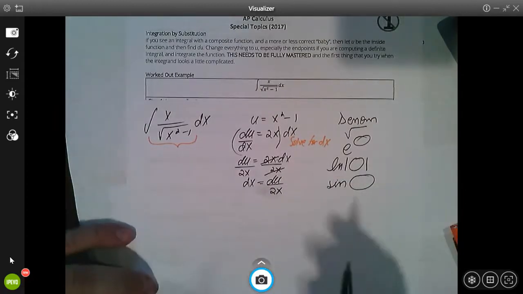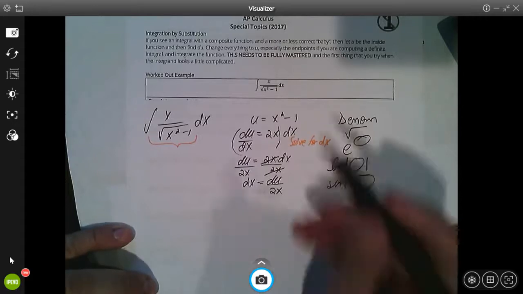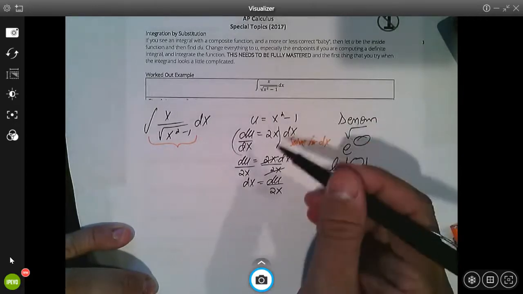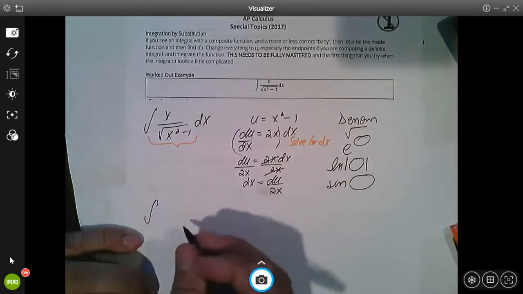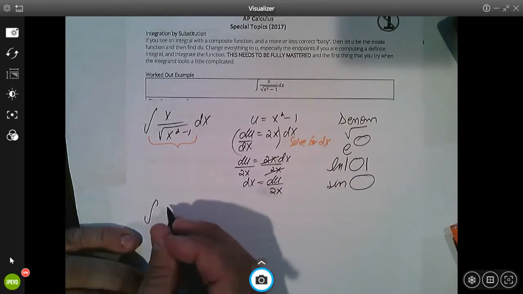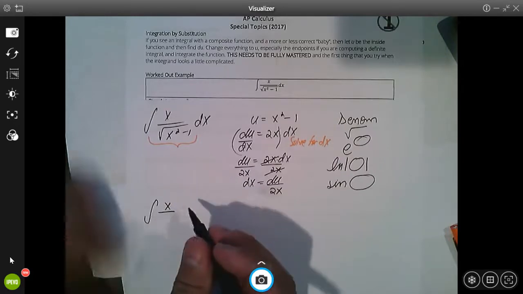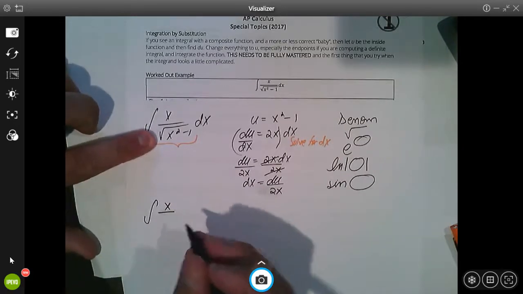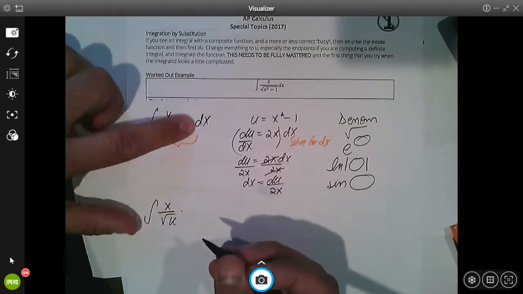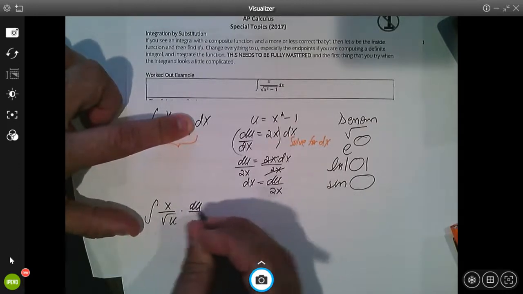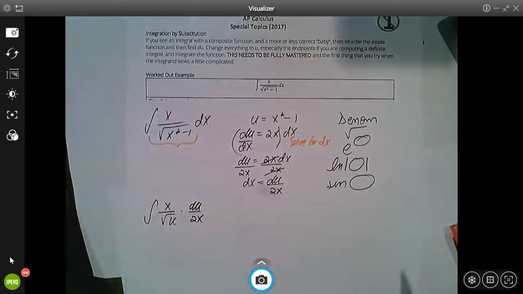Okay? Now, here's the thing. If you've selected the right baby and you found the derivative correctly, when you do this next part, when you actually do the substitution, here's what's going to happen. You've got x over, rather than square root of x squared minus 1, I'm going to write that as square root of u. Rather than dx, I'm going to write du over 2x.